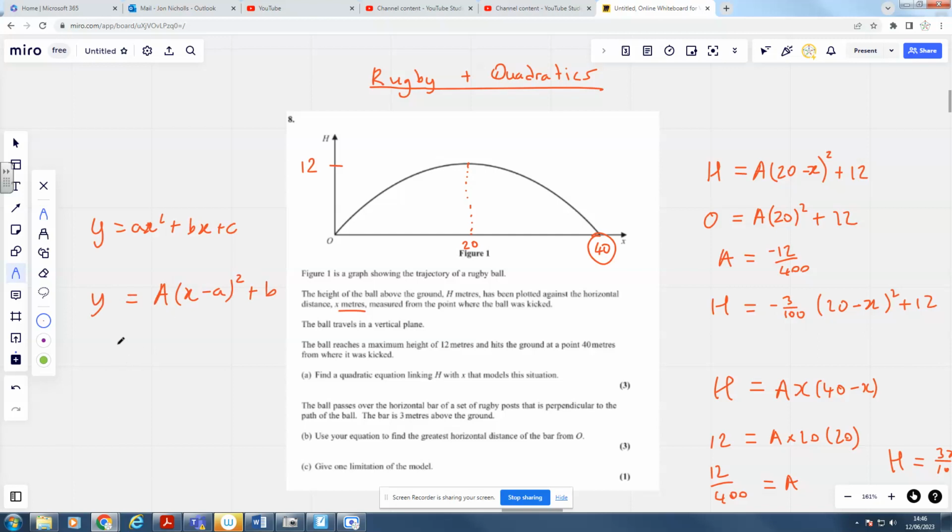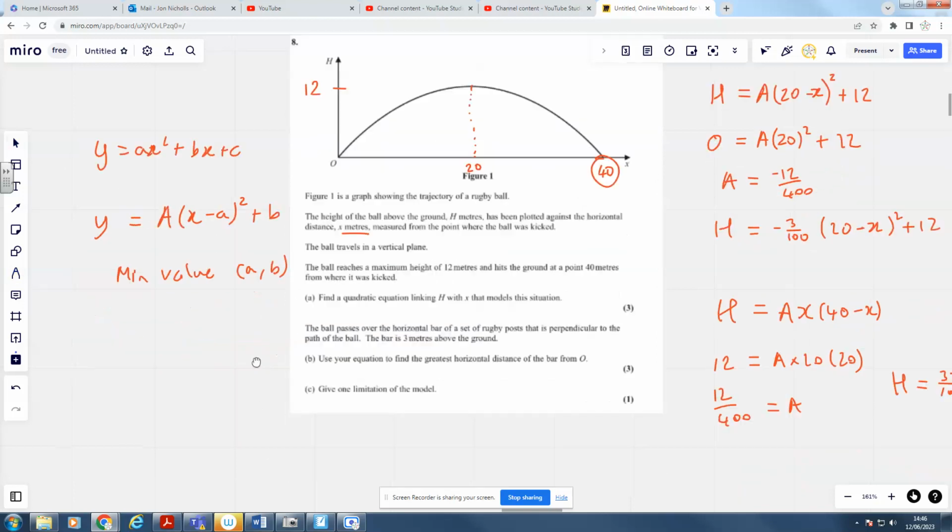And that will definitely have max value, or sorry, min value, because it's a right way up quadratic, of (a, b), yeah? And then you can find the value of capital A by plugging another point in there, and then you can deduce the value of capital A. If they've given you the turning point, that might be a really sensible way of doing it.